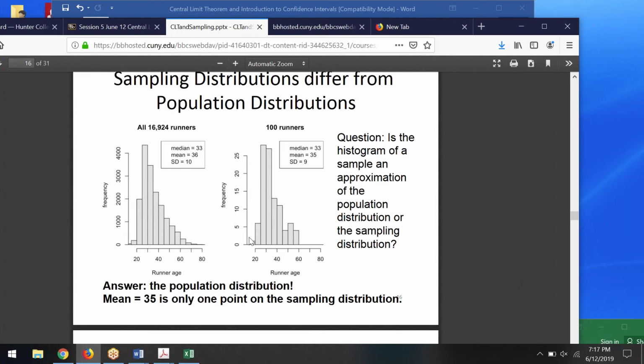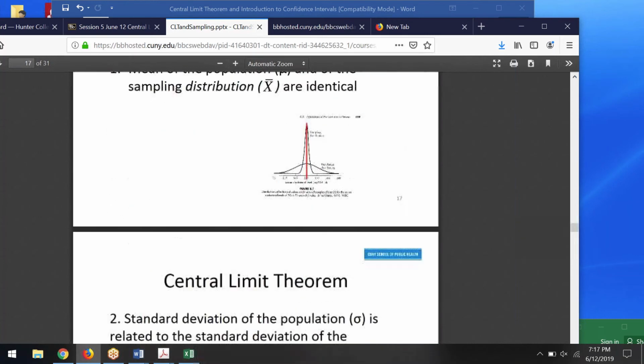Now notice this is not a histogram representing a distribution of repeated samples of a certain size, right? It's just 100 runners. It's one sample of 100 runners with a histogram showing you what the values were for those 100 runners. So this is what a sample of 100 people from this population looks like. But it's only one sample with a mean of 35. It's only one sample, not repeated samples. What happens when you do repeated samples?